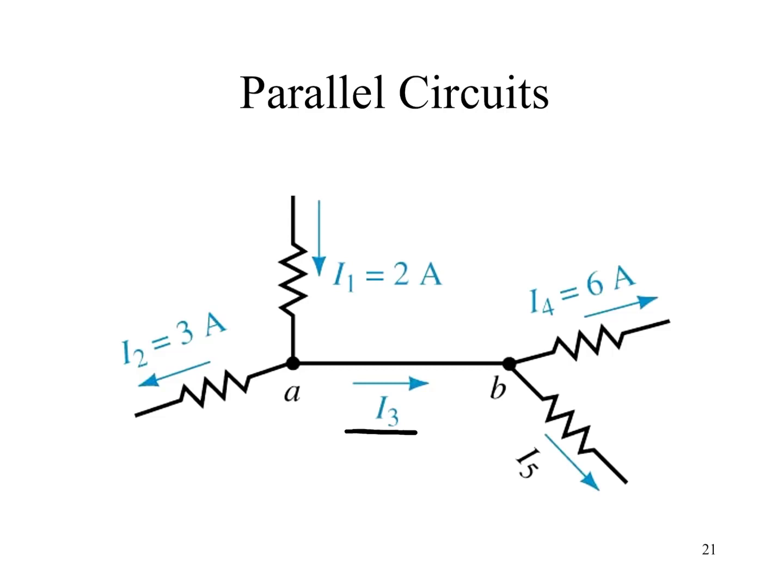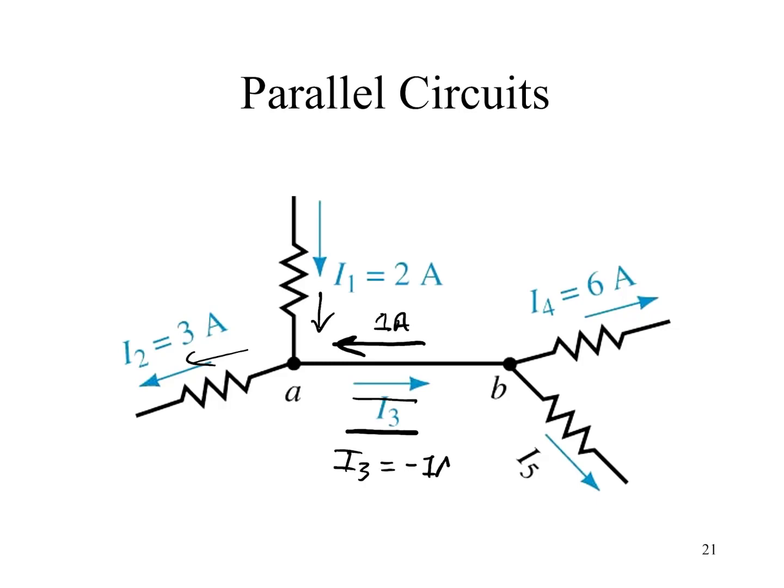So let's take a look here. If we look at what we have as 2 amps entering and 3 amps exiting, the only way we can balance this node is to say that there's 1 amp entering. Notice how the actual direction of current is opposite to the reference arrow, and that means that I3 would have to be shown as minus 1 amp. We show it as minus because the actual current direction is opposite to that of the reference arrow given.